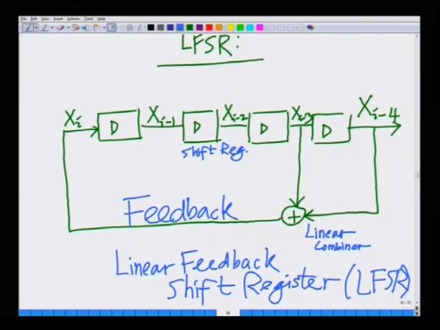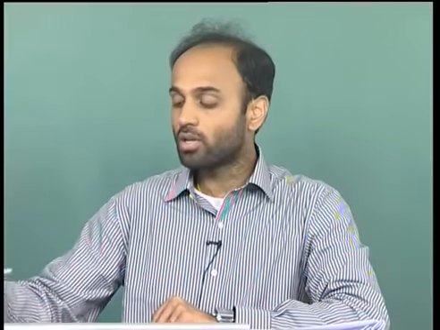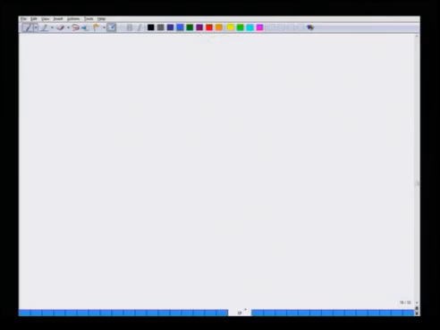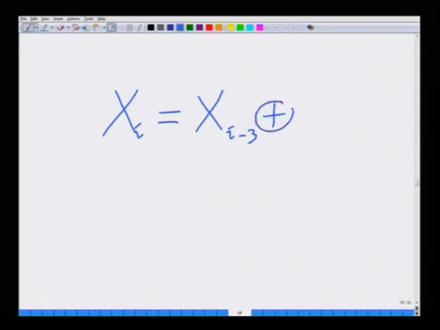And this particular LFSR operates on the feedback equation, that is xi is xi minus 3 combined with xi minus 4. However, this combining is a binary combining, known as binary addition in the field 2, or also known as the XOR operation. So let me clearly illustrate this operation. xi is equal to xi minus 3 combined, or XOR, with xi minus 4.